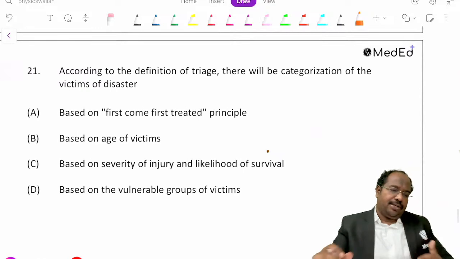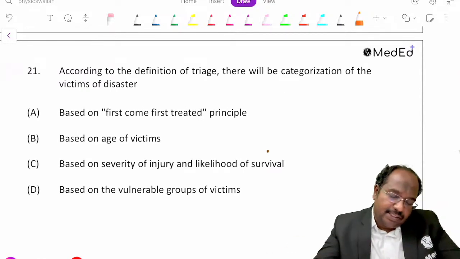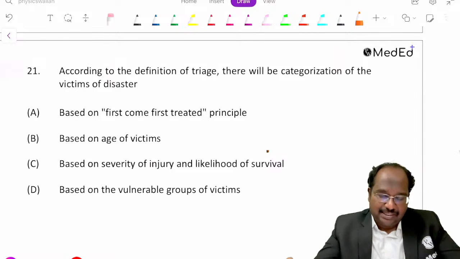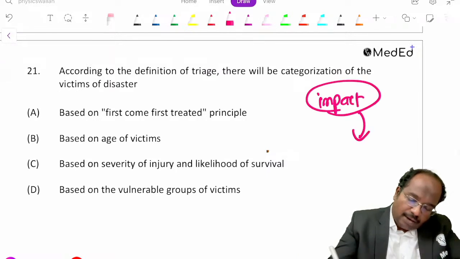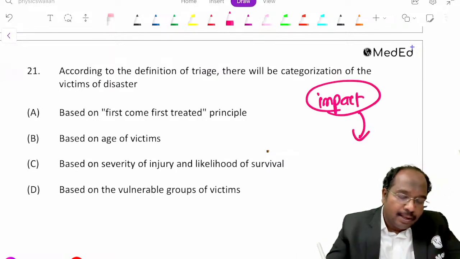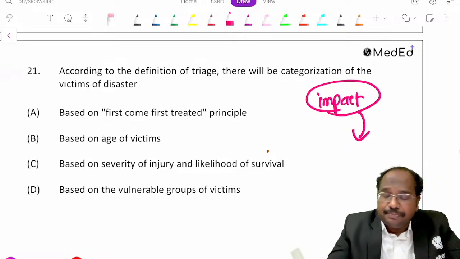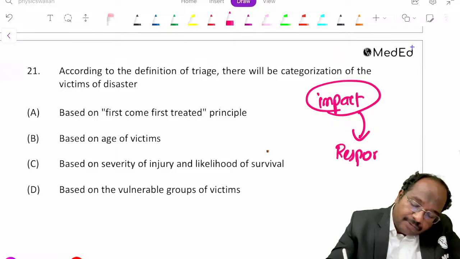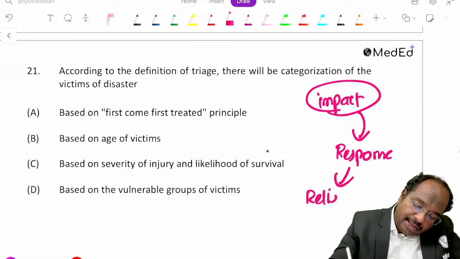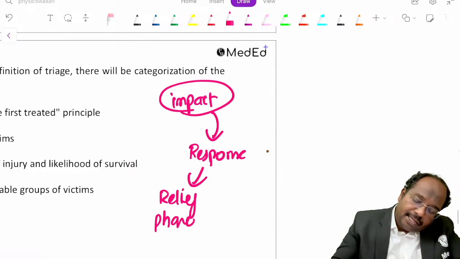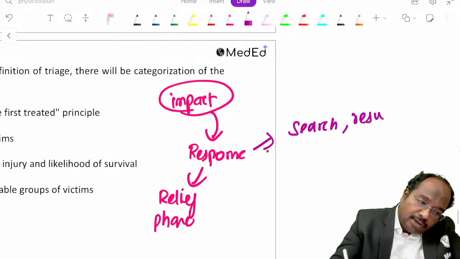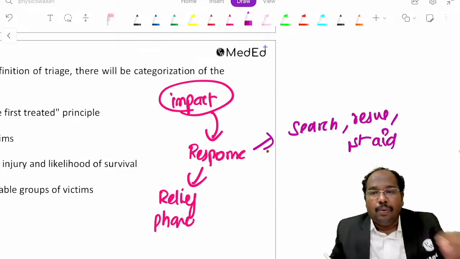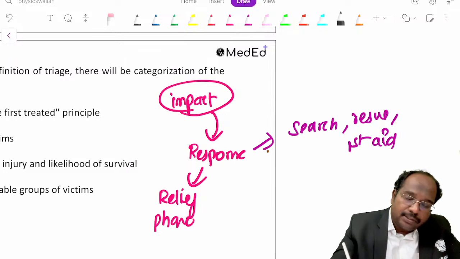Next is a simple question. According to the definition of triage, there will be categorization of disaster. Following the disaster, that is impact. After this, what will you get? Following impact you will get the response phase. Then you have the relief phase. In the response phase, what are we going to do? You are going to do search, rescue and first aid. So at that time, you are going to focus on triage, guys.